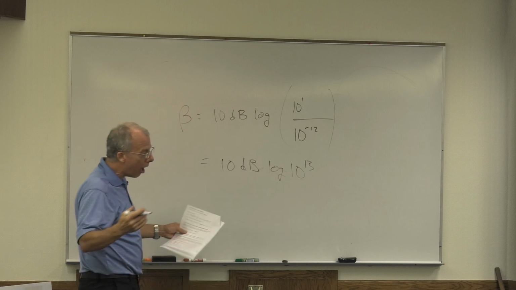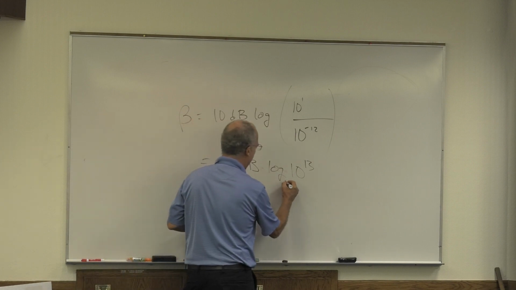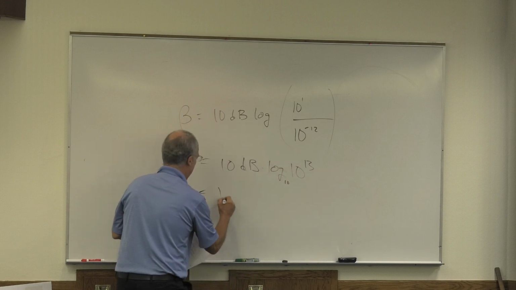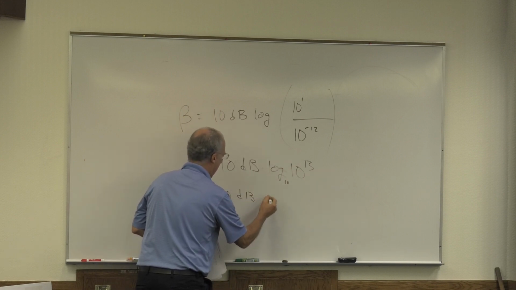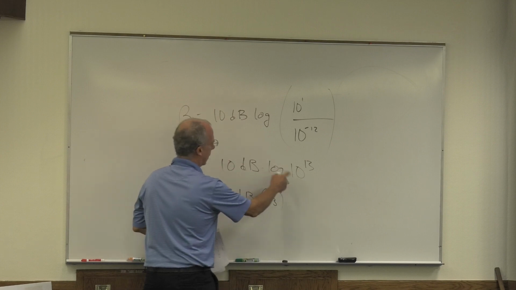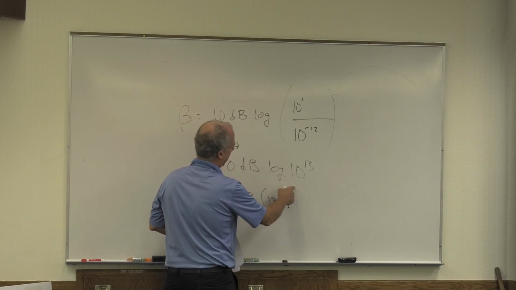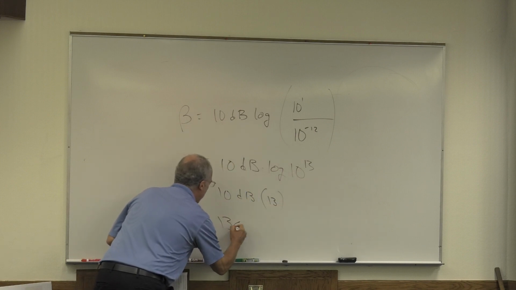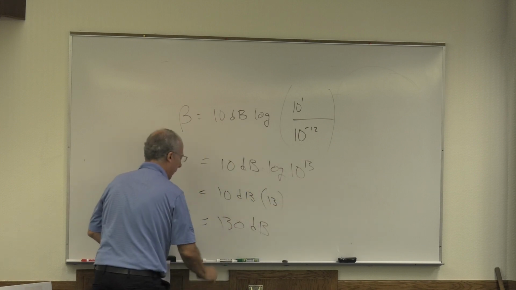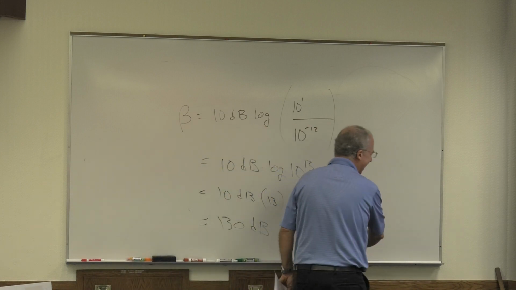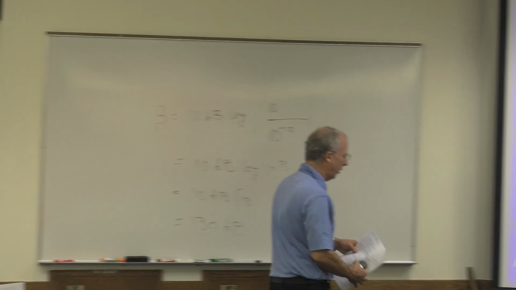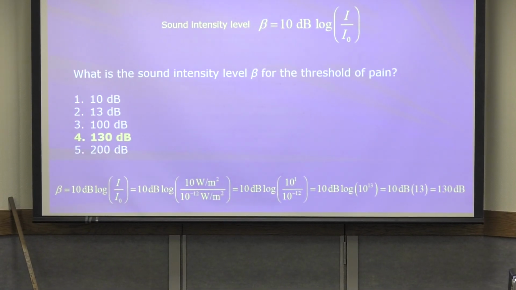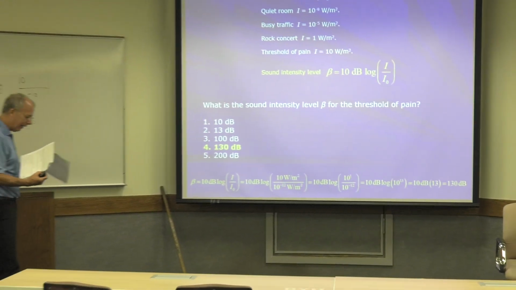Now you've got to remember logs. This is a log base 10. So log base 10 of 10 to the 13 is just 13. So you get 10 decibels times 13. Then we just get 130 decibels. So you better know how to do that. I wrote it down, so you can look at it later on. Just refresh. And that is a good place to stop.